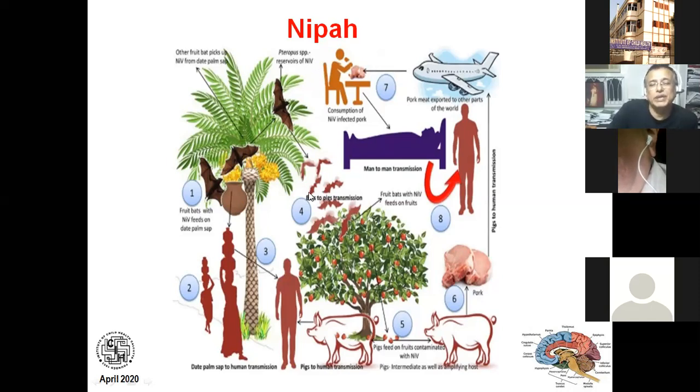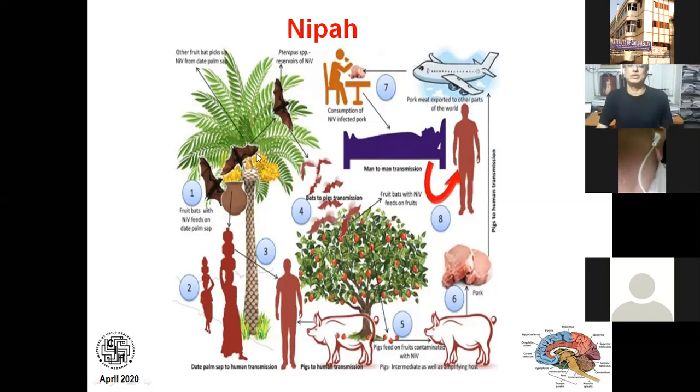The fruit-eating bats cause some half-eaten fruits to fall on the ground, and they are taken up by the pigs. And if somebody consumes undercooked pork, then they also develop Nipah virus. And the third way of spreading of Nipah virus is by droplet transmission from human to human. So these are the three ways of spread of Nipah virus.